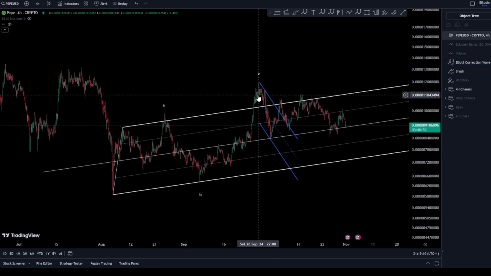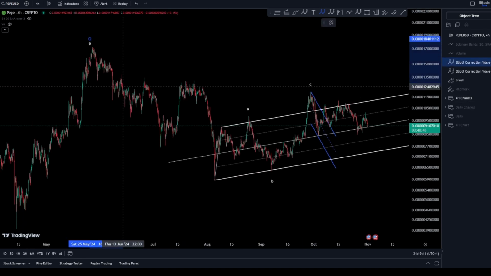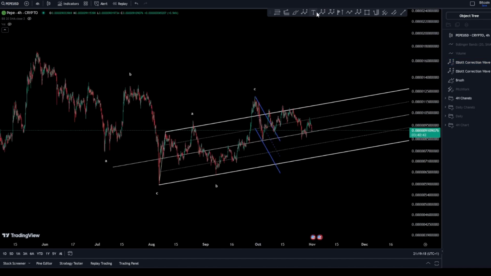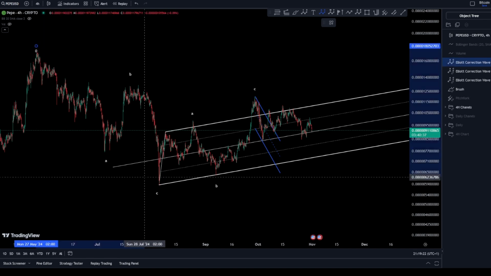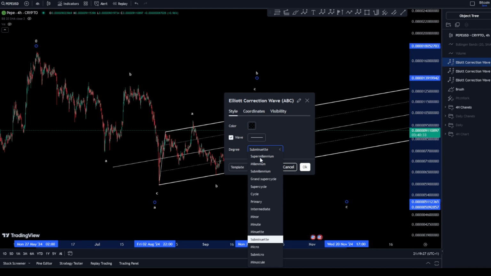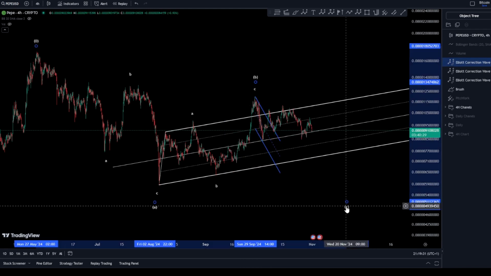So we are looking for an extended correction after double ABC. Here we go. And we are still looking for a big one as ABC. So here we go, A, B, and a wave C towards the downside. Yeah, so these are the most probable scenarios.